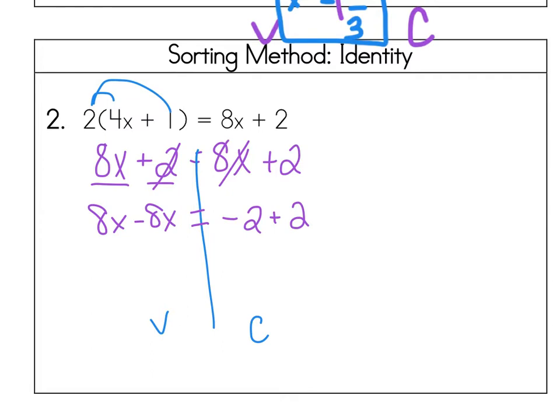8x minus 8x, we're going to group these together. Well, that's nothing. A -2 plus 2, that's also nothing. So because we ended up with getting 0 equals 0, if we had gotten 10 equals 10 or 30 equals 30, anything equaling itself is going to show the identity. So let's write out infinitely many solutions.